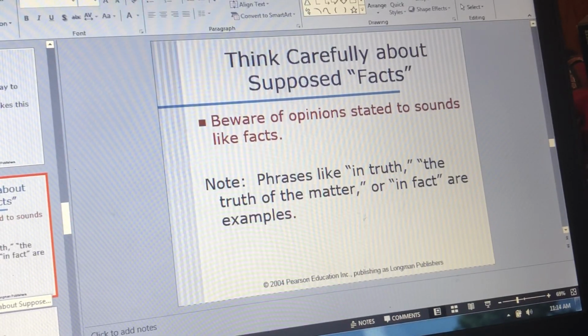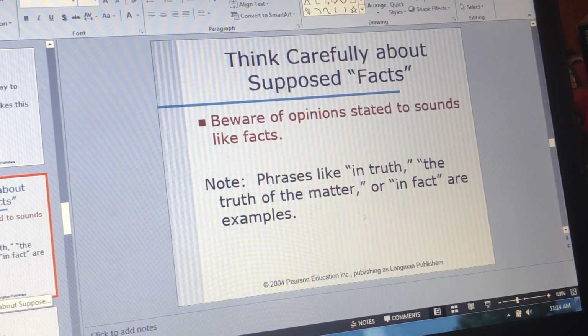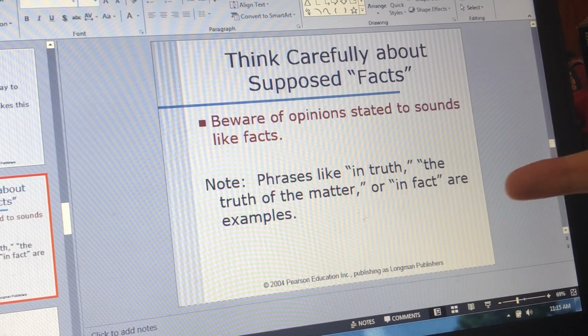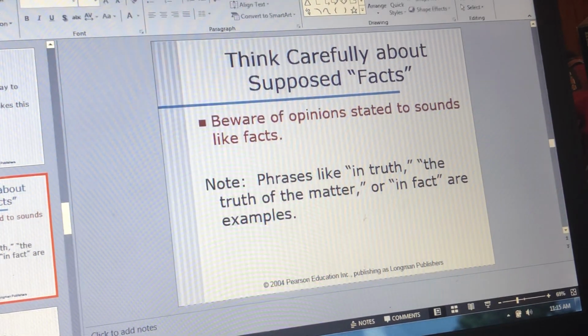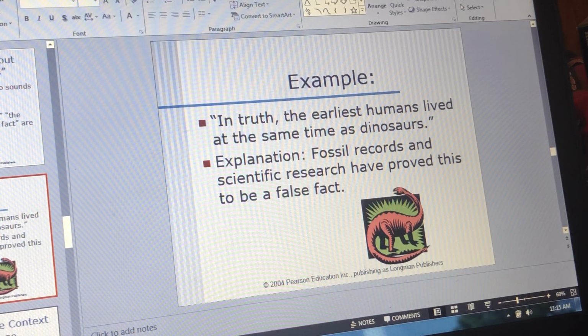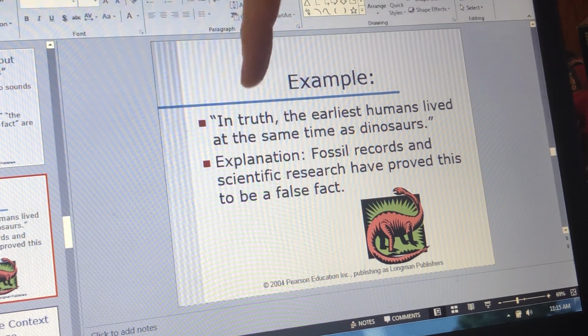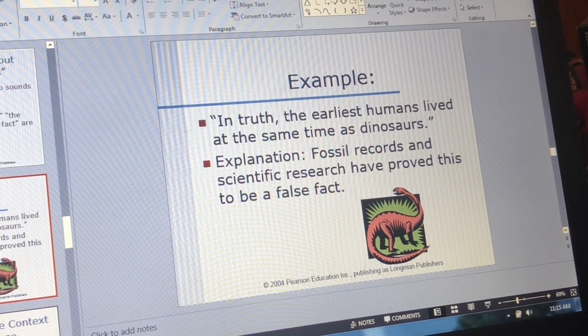Every time I look at this slide, I always think to myself, if somebody has to tell you that what they're about to say is true, it's probably not true. All right? So watch out for phrases like in truth, the truth of the matter, or in fact. I don't know, it's almost like a magician trying to distract your attention from somewhere else. If he or she has to tell you that what I'm about to say is true, I'm skeptical. Okay. In truth, the earliest humans lived at the exact same time as the dinosaurs. Well, that's not true, all right? We have fossil evidence that shows that that's not true. So you're not going to persuade me just by including those two words.